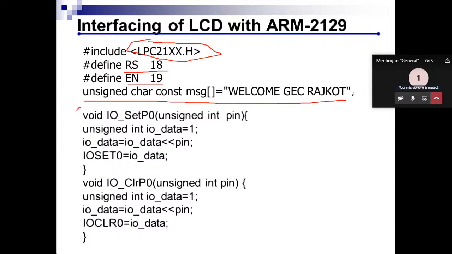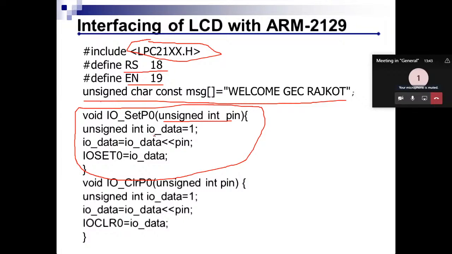Then this is the routine which will set a particular pin on the microcontroller. So this is the IO_SET_P0 routine. It will set the pins on the P0 port. And as an argument of this function, we will define which pin you want to set. So the pin number is an argument to this function.